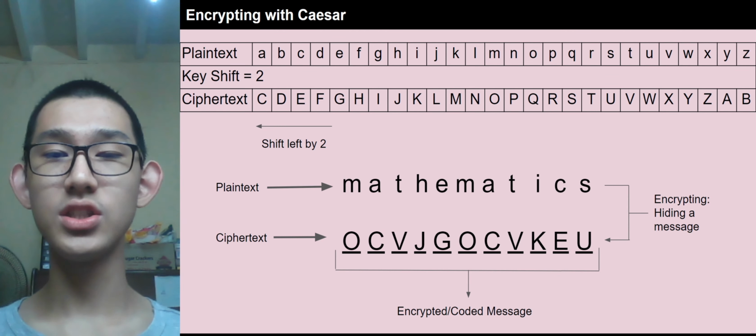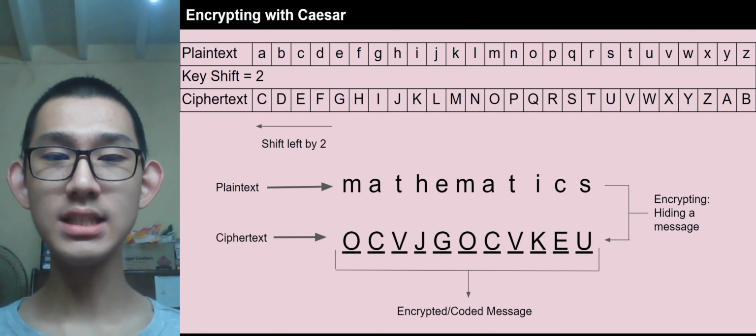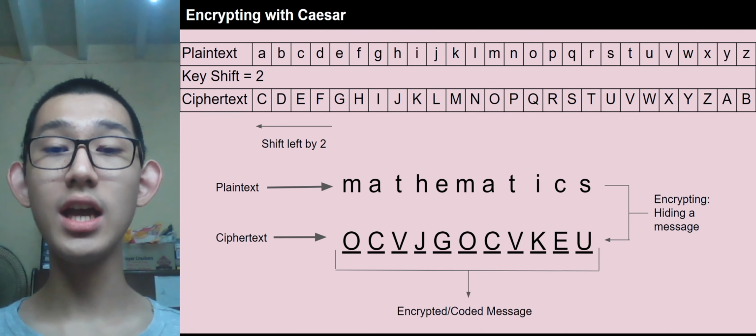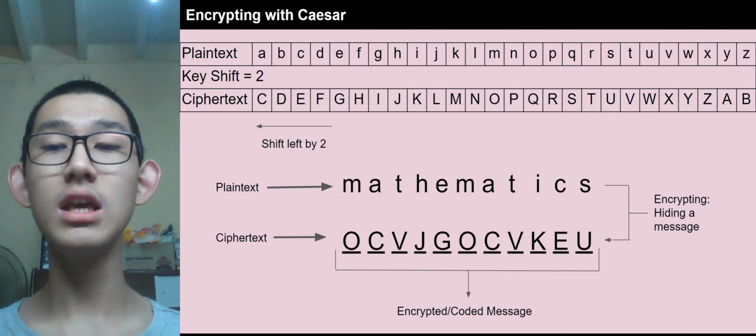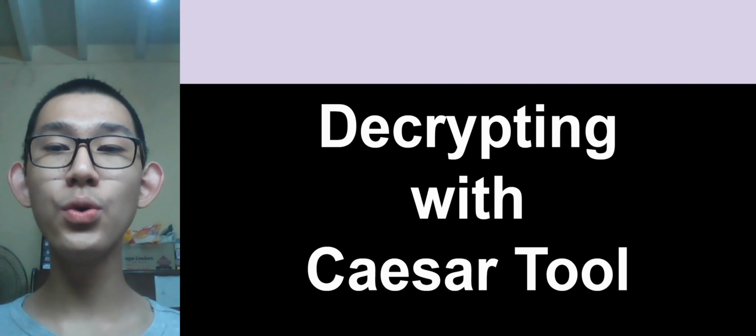We have hidden a message to become an encrypted coded message, which is our ciphertext, which in this case is OCVJGOCVKEU. Now let's move on to decrypting with the Cipher tool.